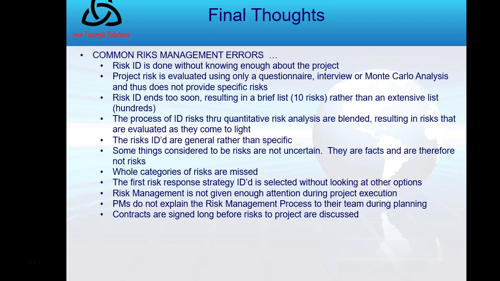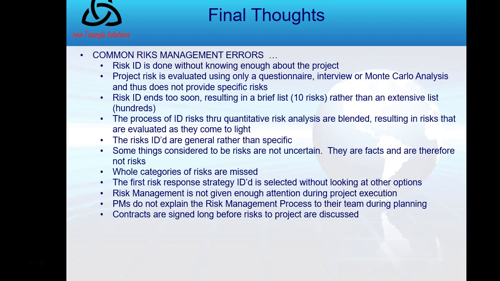The process of identifying risks and quantitative risk analysis are blended, resulting in risks that are evaluated as they come to light. No, the process of ID risks is identified early. The risk identifications are general rather than specific. No, they're specific. Remember we said clear, unambiguous. Some things considered to be risks are not certain. That's not true. Risk by itself is an uncertainty. But we noted there, whole categories of risks are missed. That is an error if that happens.